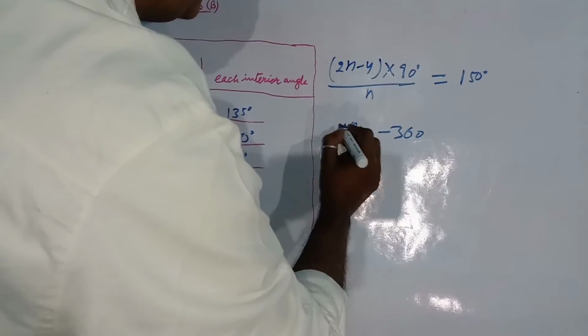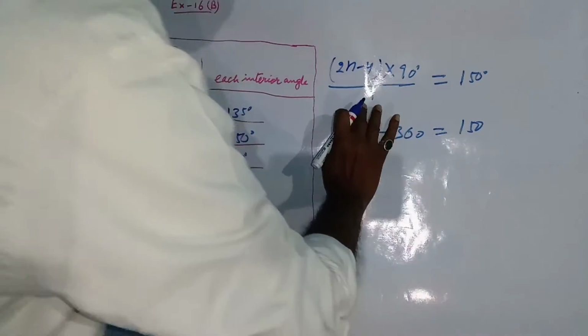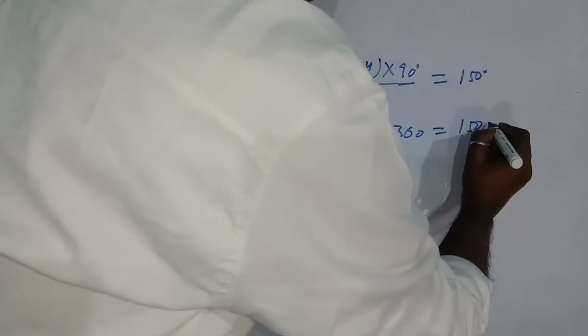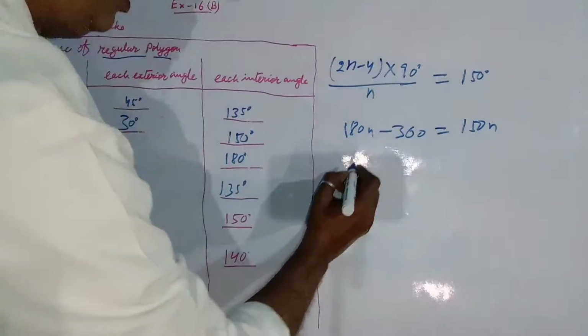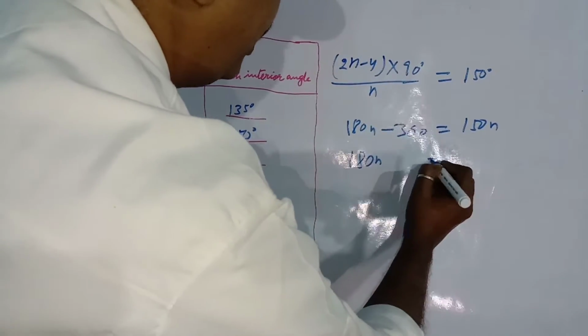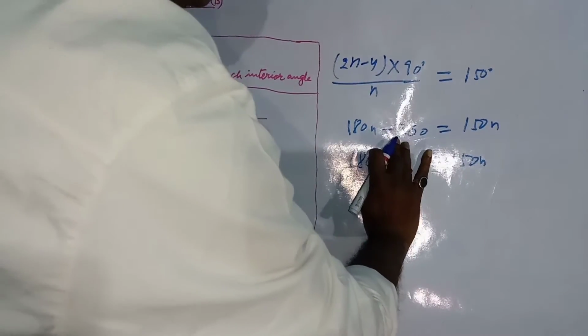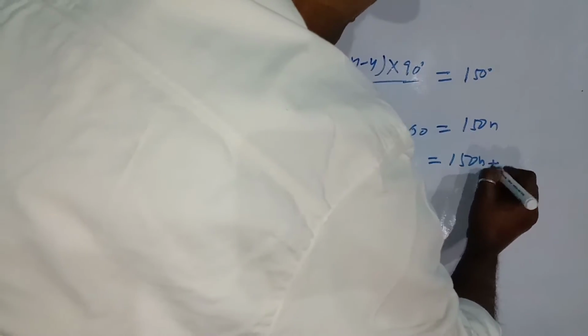Between this one minus, and now 150 here is. Now this one, n, we will transpose here. Now we have 180n equals to 150n. Now we will transpose this one, 360 degree, here will be 360 degree.